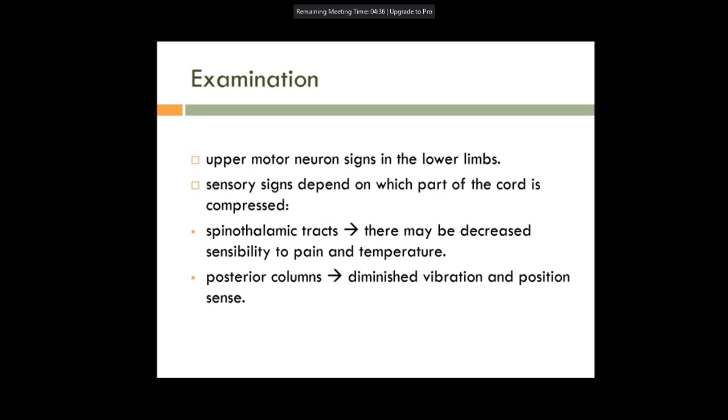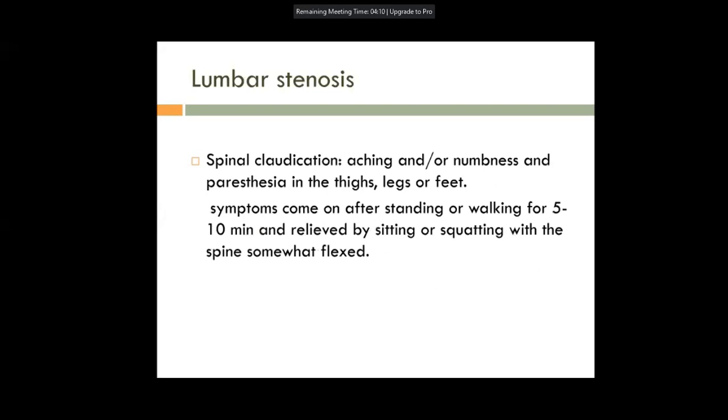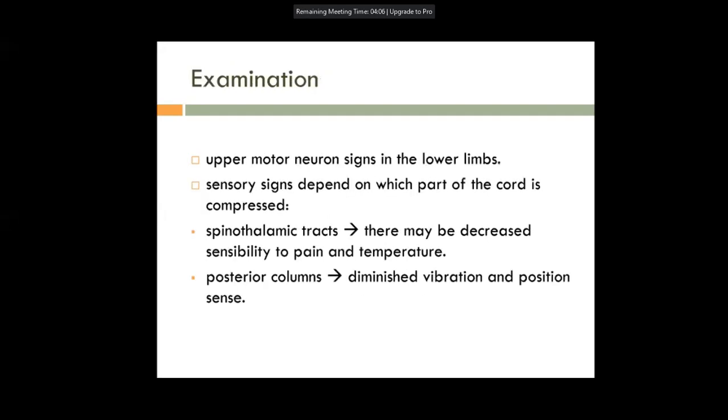So the posterior column may become compressed. Most likely the physical findings will be diminished vibration and position sense. If the compressive effect is from anterior to the spinal cord, which is the intervertebral disc or the facet joint itself, with hypertrophy and cyst formation around it, they may cause compression of the anterior part of the spinal cord, which will give decreased sensation to pain and temperature due to spinothalamic tract compression.